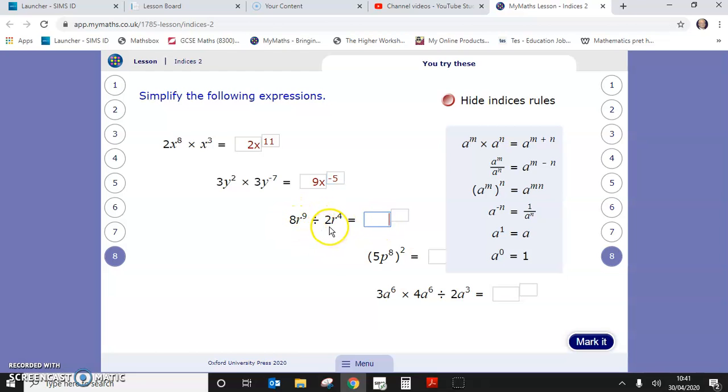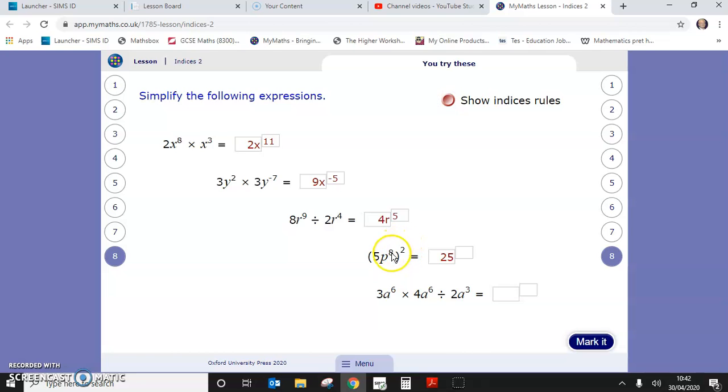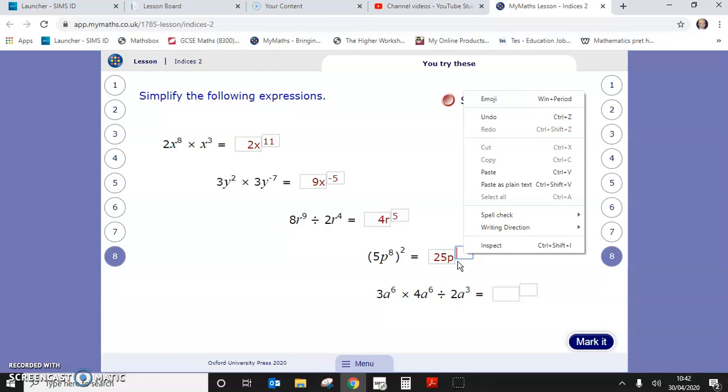This one here, 2 divided by, how many 2's go into 8? 2 goes into 8 4 times. R to the power of 9, take away 4, using the subtraction rule, that gives me R to the power of 5. The square of 5, I'm going to do it the shortcut version. The square of 5 is 25. And then 2 times 8 gives me 16. 25p to the power of 16.